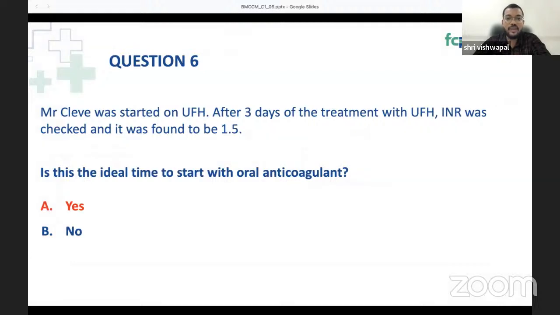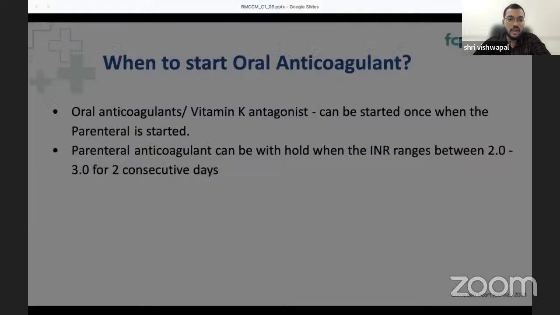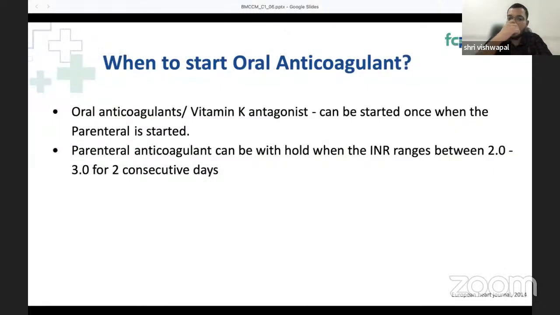It's better to start an oral anticoagulant like a vitamin K antagonist immediately, once the parenteral is started. This is mainly for the vitamin K antagonist. The parenteral anticoagulant can be withheld when the INR ranges between 2.0 and 3.0 for 2 consecutive days. So you have to take 2 consecutive days of INR readings, and if the INR is stabilized between 2 and 3, then you can stop your parenteral anticoagulant and continue your warfarin based therapy. Okay.